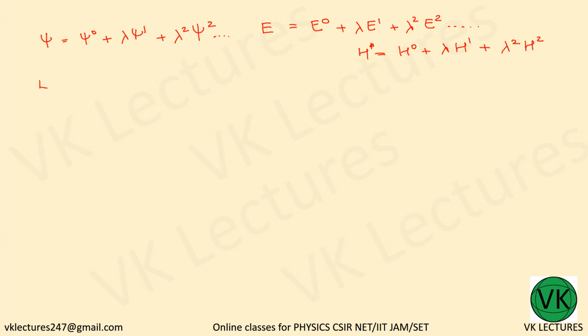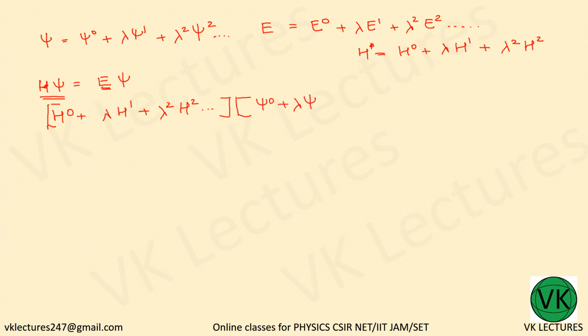Now we know H psi equals E times psi, where E is the eigenvalue. Let us focus on the left hand side. Let us write down what H is. H is equal to H naught plus lambda H1 plus lambda square H2 etc., times psi. What is psi? Psi is psi naught plus lambda psi 1 plus lambda square psi 2, etc.